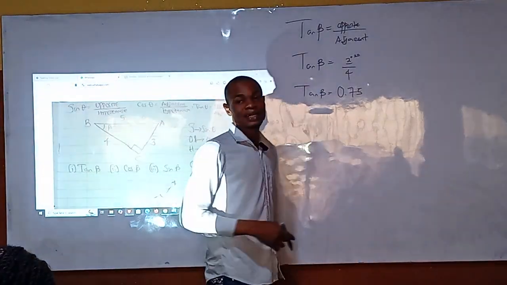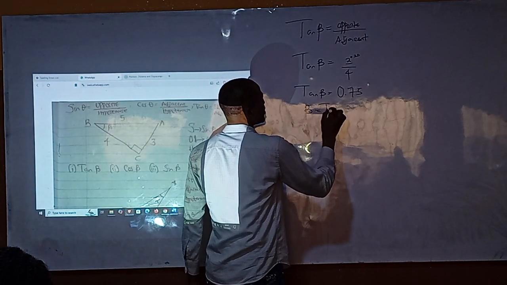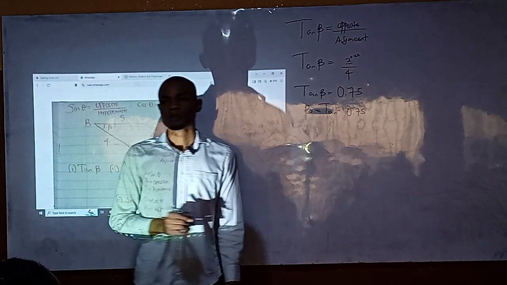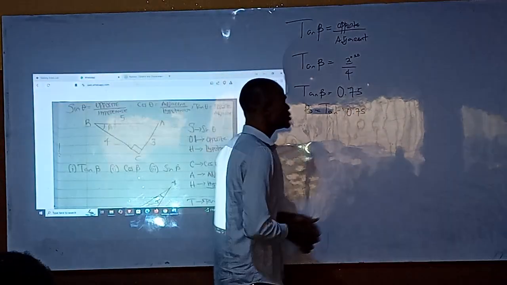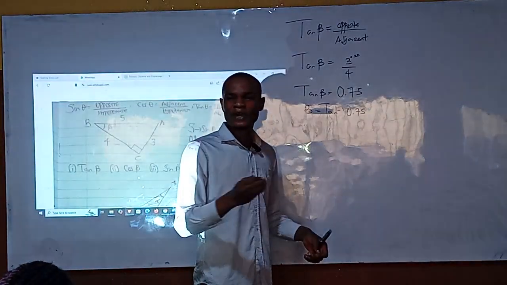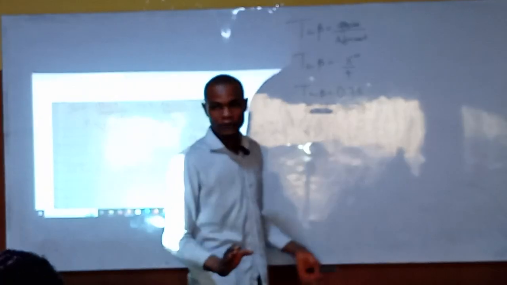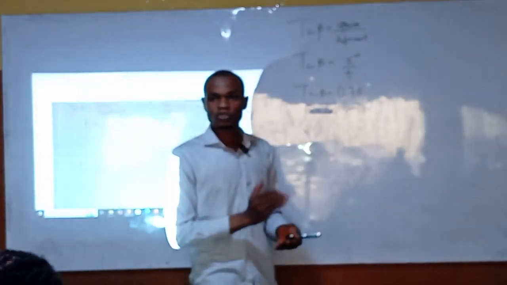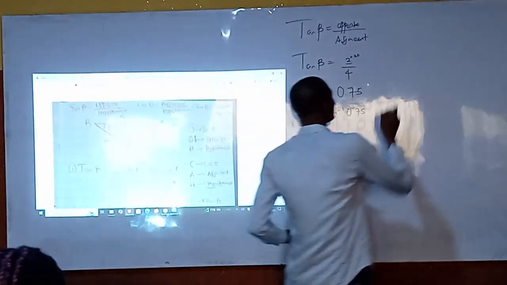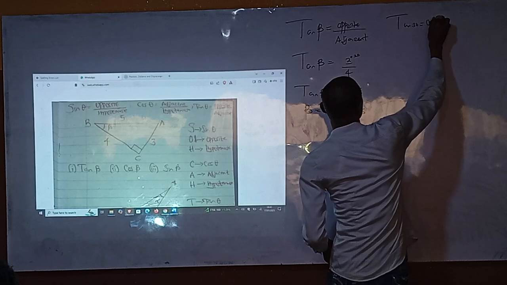You now take it to the other side. Beta equals arctan 0.75. Now, what is the meaning of arctan 0.75? What value of theta will give tan 0.75? You can use your sense because there is no scientific calculator. Do you know your tan values? Tan 30 equals what?